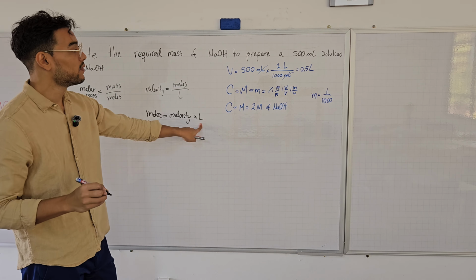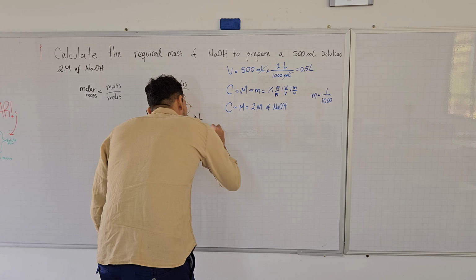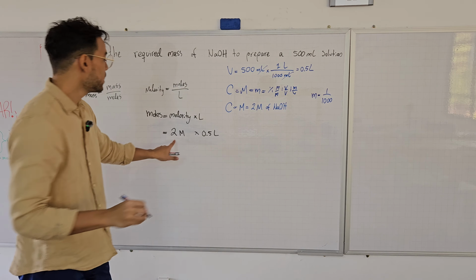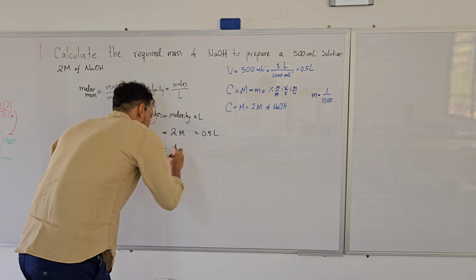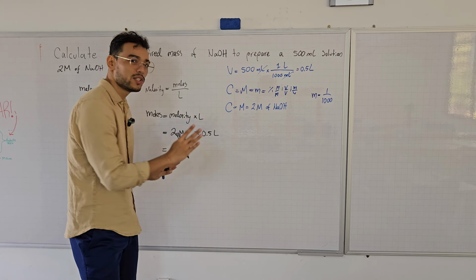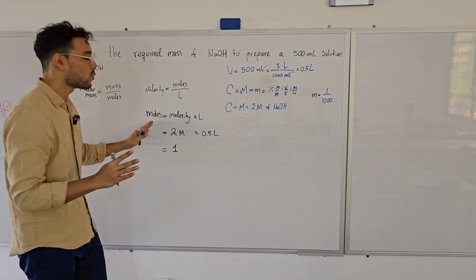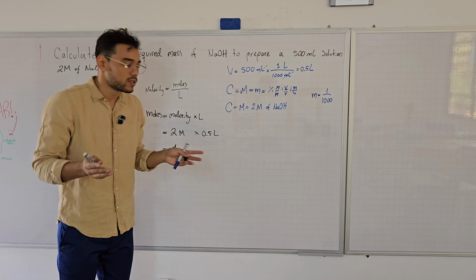And we know the amount of liters, which is 0.5. Now, what is the product of this? Well, easily we know that it's 1, but that's my question. My question is this: what is the unit of this? Yes, I know we're finding moles, therefore we will find moles.